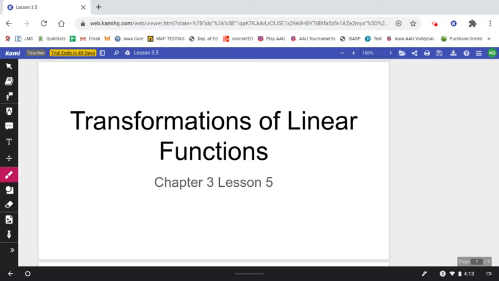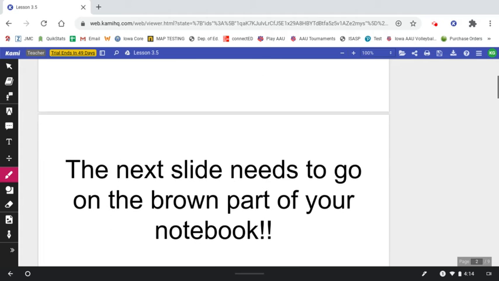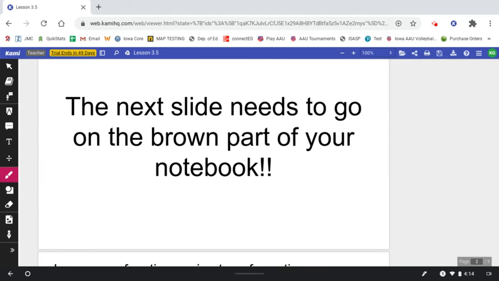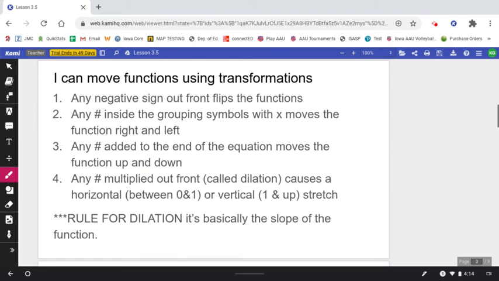Okay, Chapter 3, Lesson 5, Transformation of Linear Functions. On the next slide, we're going to put notes on the brown part or the back cover of your notebook, because we are going to do transformations in about 3 different lessons. If we take them on the brown part of our notebook, then we won't have to retake them in the future. So go ahead and pause it here and take all these notes, and then listen to the notes after you're done taking them.